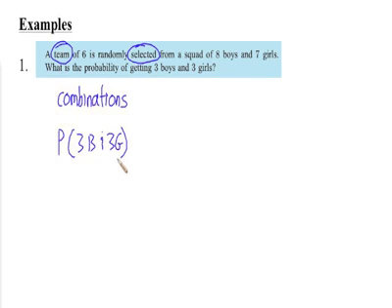So in this case, we want to get 3 boys and 3 girls. The total number of ways to select 6 people from a squad of 8 boys and 7 girls can be found using this combination, right? There are total 15 people. And I can select any 6 of them. These are the unrestricted cases. If you plug this into your calculator, 15 nCr 6, remember this notation from the last video, you should get 5,005.